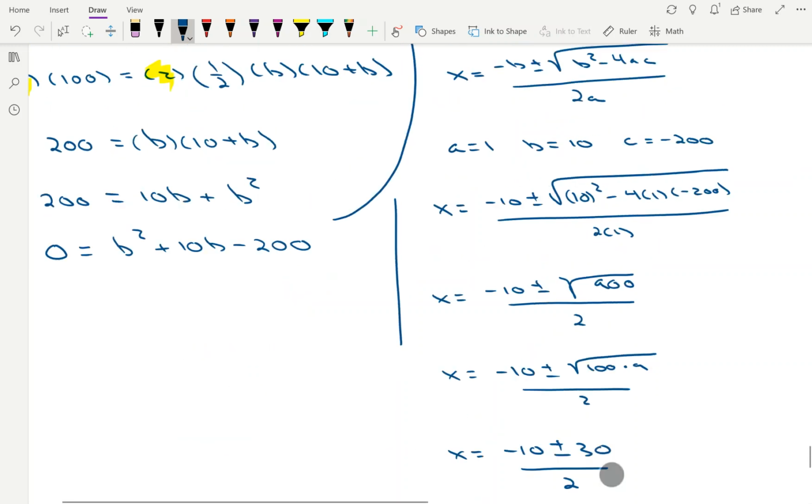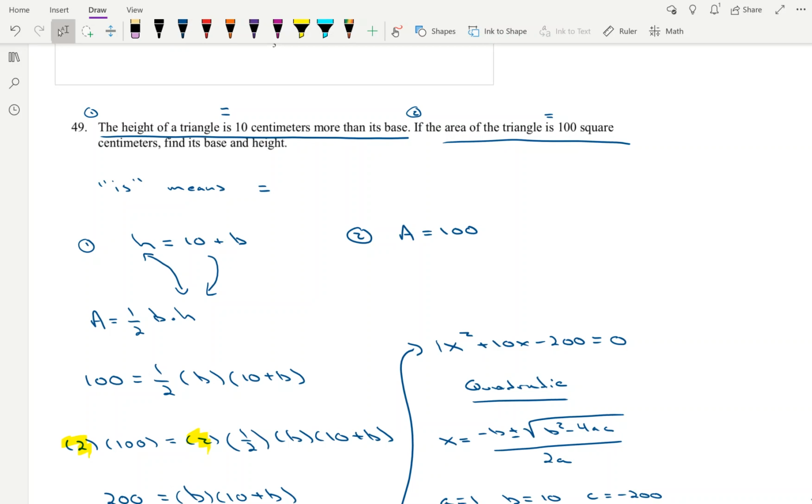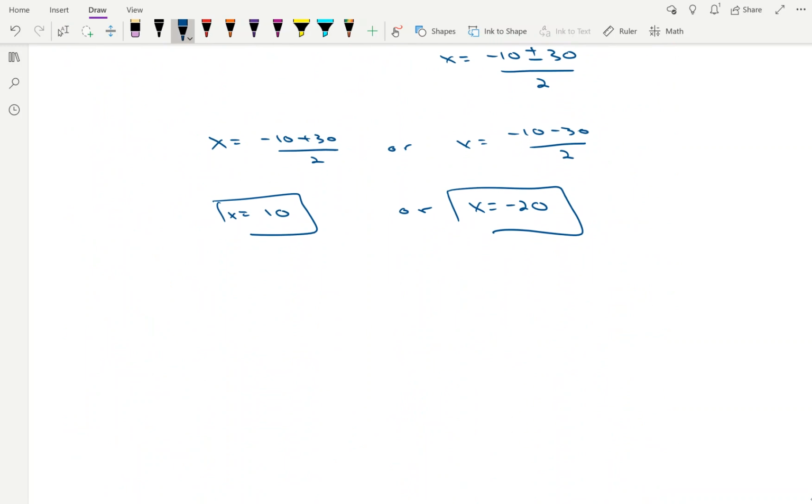Okay, so let's go up here and see what we're talking about. They want to know the base and the height. So what did I really solve for here? I found out, remember I made the replacement that x is equal to b here. So that means b is equal to 10 or negative 20. So we have the formula h is equal to 10 plus b, okay? So h can equal, I don't know, 10 plus 10 is 20.